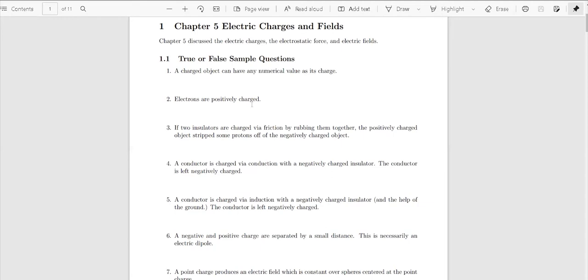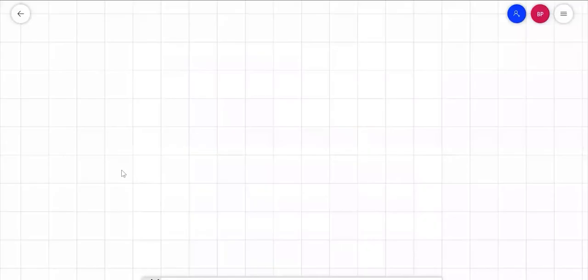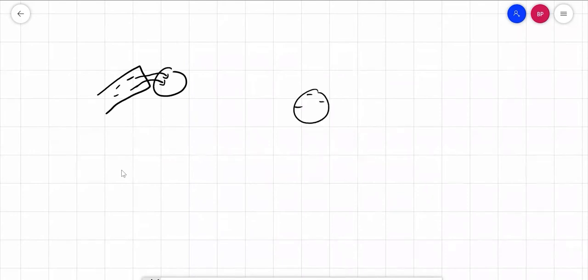4, a conductor is charged via conduction with a negatively charged insulator. The conductor is left negatively charged. This is true. So remember, if you charge something by conduction, then you have some negatively charged object. If you touch that to your conductor, the electrons actually jump off of the insulator and they go onto the conductor. And so when you pull the rod away, you're left with some negatively charged conductor.